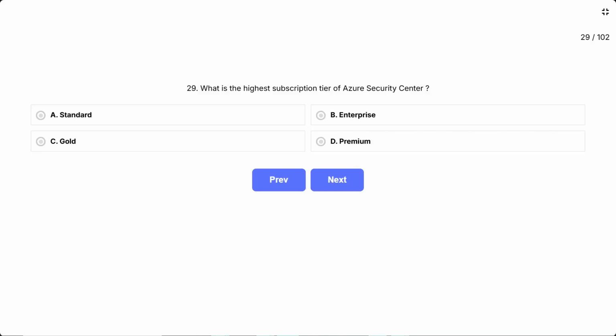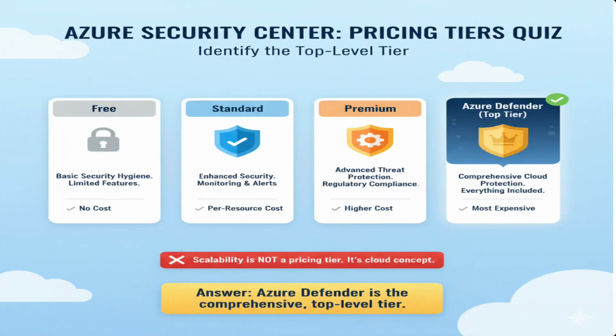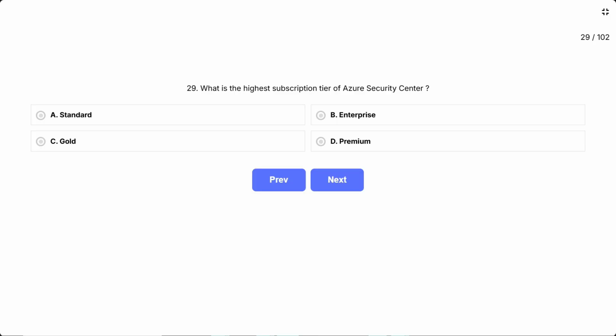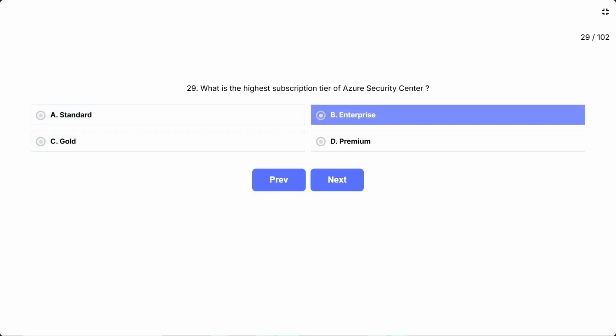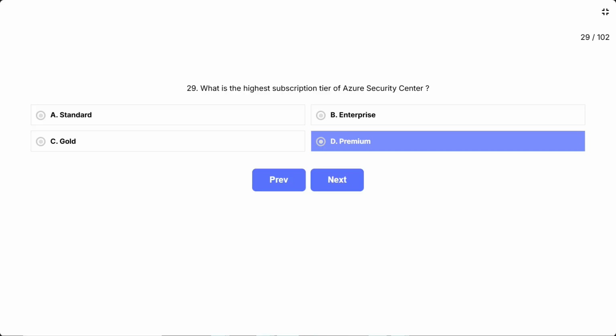Question 29. What is the highest subscription tier of Azure Security Center? This question is asking about Azure Security Center's pricing tiers. Think of subscription tiers like membership levels at a gym, basic, premium, etc. You need to identify which is the top level tier that offers the most comprehensive features. The options are A, Standard, B, Enterprise, C, Gold, D, Premium.